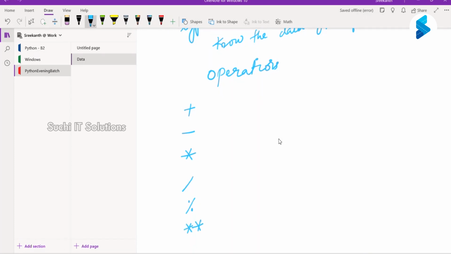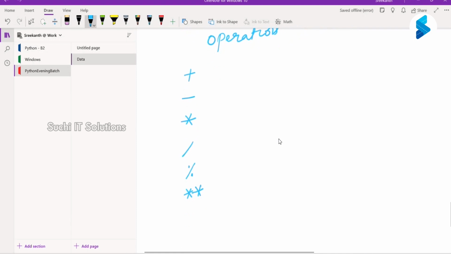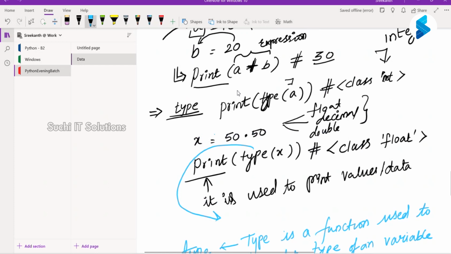And you have star star. So this is a special operator in Python. And you also have slash slash. These two are special operators. We'll come to it. One operator we have already seen, which is equal to. What operator is it called? It is called the assignment operator.